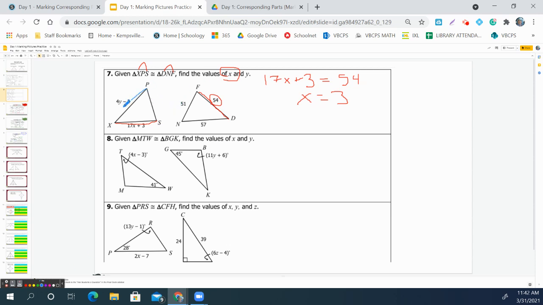Then if we're looking for y, we've got to come over to this side. So XP goes with what number? XP goes with DN, absolutely. So now I've got to set these guys equal to each other. So 4y minus 3 equals 57. And then everybody who loves algebra is going to solve that equation lickety split. 15.